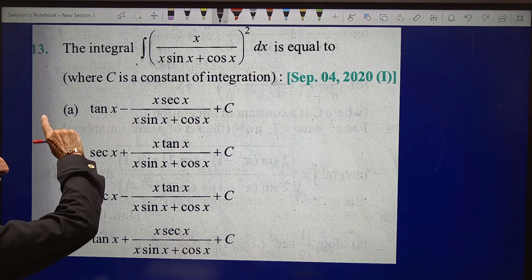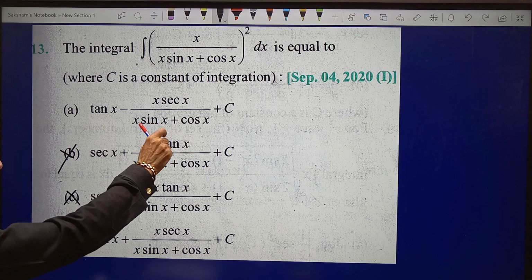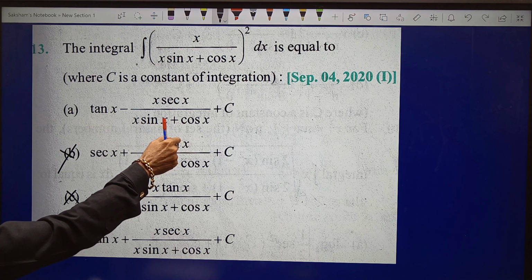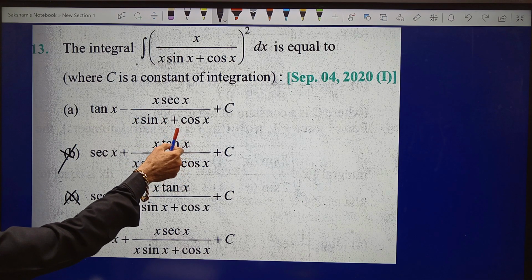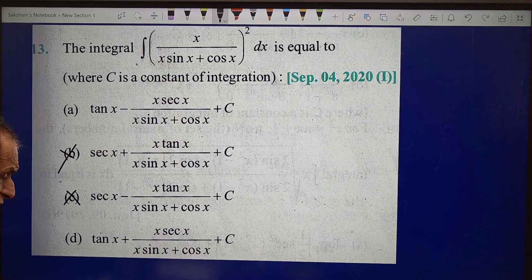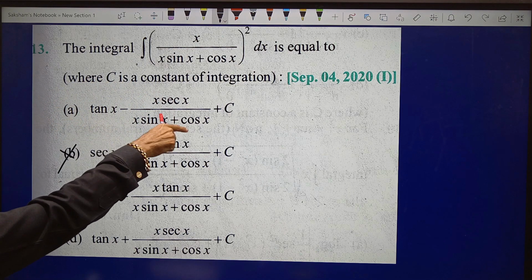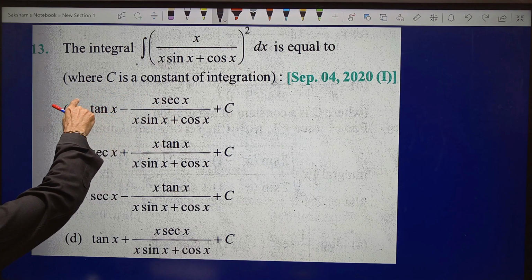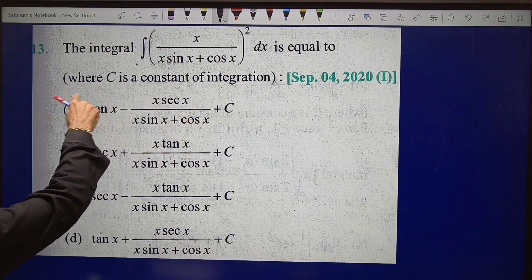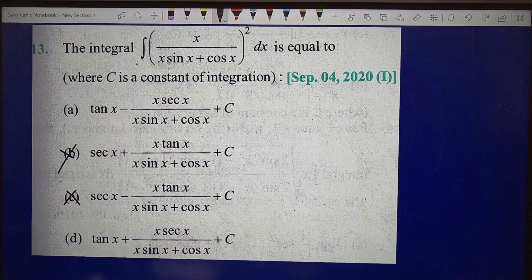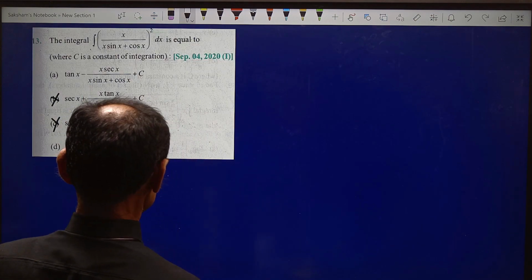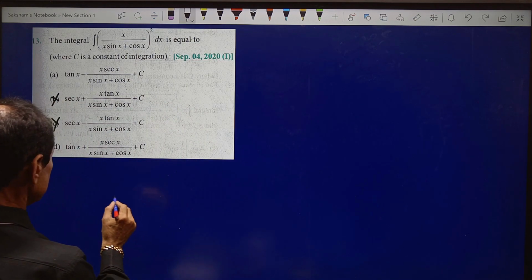What I do, let me differentiate it first, then I will tell you. After the derivative, immediately I can say this is correct or this is correct. I will not have to differentiate it and simplify it, because differentiating it and simplifying it is a very tough job. Let me differentiate it first. I want to check a. Let us differentiate first.